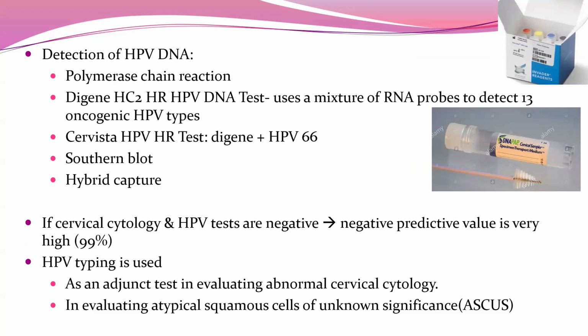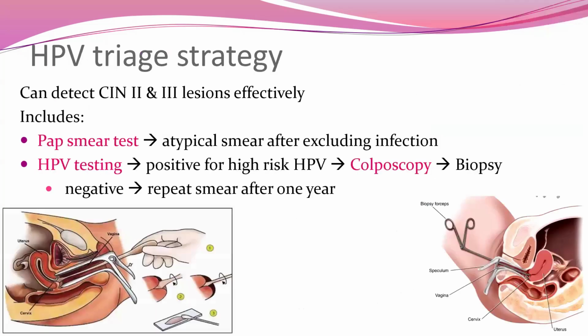HPV testing is used as an adjunct test in evaluating abnormal cervical cytology, so that's a part of cervical screening, for example in evaluating atypical squamous cells of undetermined significance, ASCUS. The HPV triage strategy can detect cervical intraepithelial neoplasia stage 2 and 3 lesions effectively. It includes a pap smear test, then if atypical smear after excluding infection, HPV testing positive for high-risk HPV. Pap smear, then HPV testing, then colposcopy, which is a kind of biopsy. Usually if it is negative, repeat the smear after 1 year for those in the high-risk category.